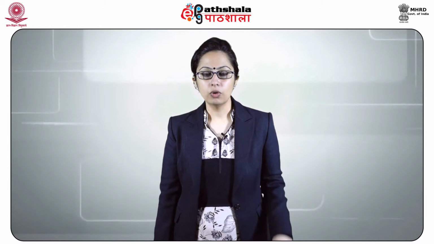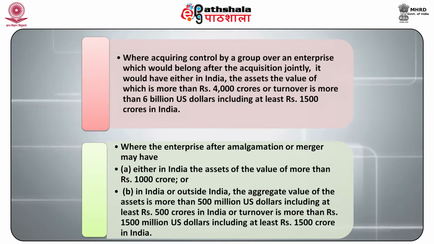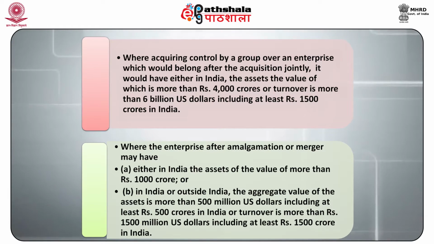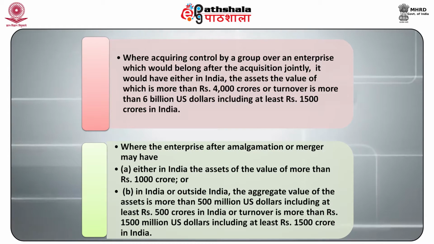In India or outside India, the aggregate value of assets of which is more than 500 million US dollars, including at least rupees 500 crore in India, or turnover is more than 1500 million US dollars, including at least rupees 1500 crore in India. Fourth, where acquiring control by a group over an enterprise which will belong after the acquisition jointly, it would have either in India the assets, the value of which is more than rupees 4000 crores, or turnover is more than 6 billion US dollars, including at least rupees 1500 crores in India.